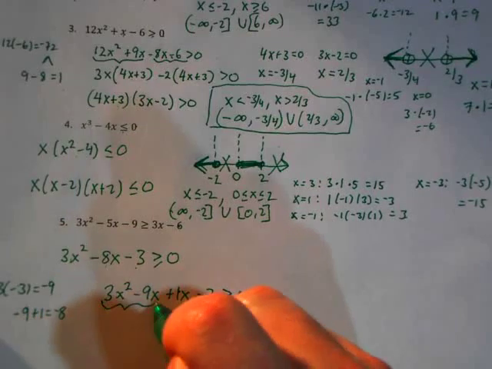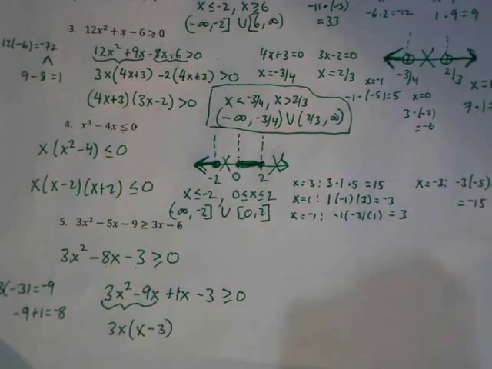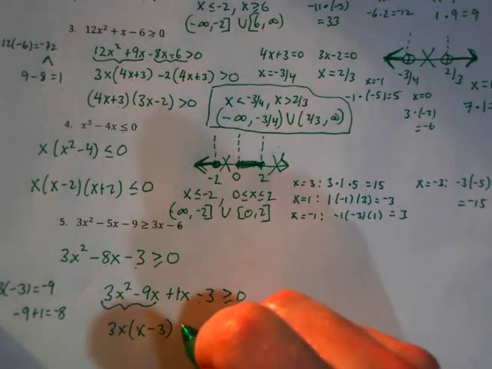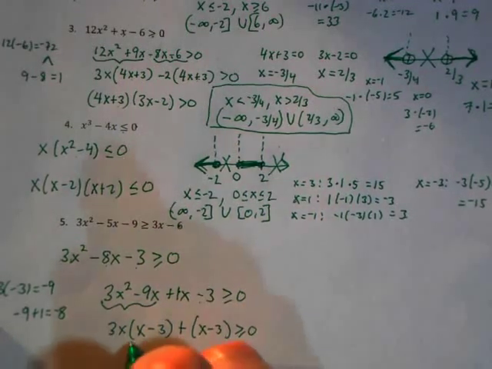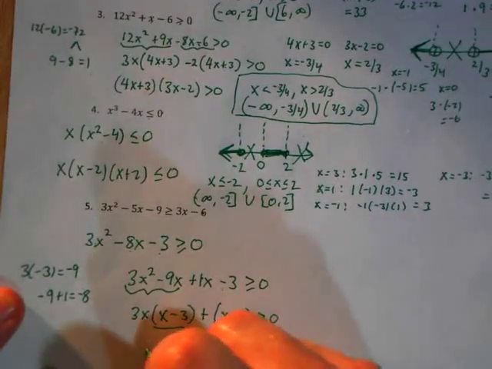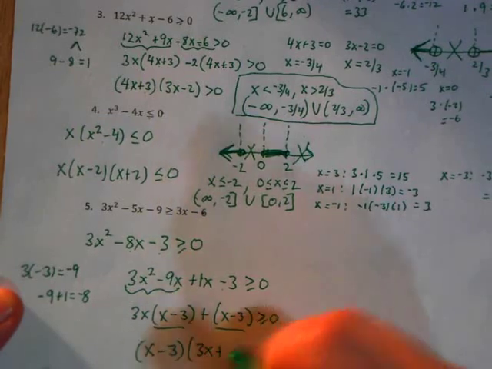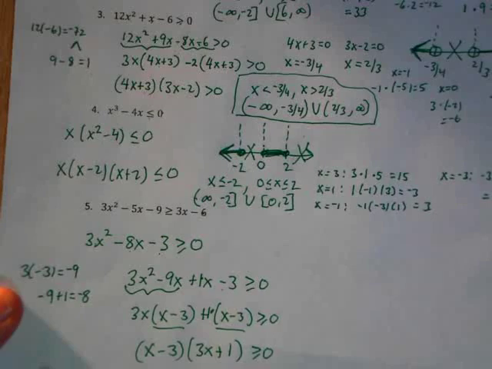First group, 3x comes out. X minus 3 left over. Second group, nothing comes out, but that's okay because the x minus 3 matches the x minus 3. So we factor out the x minus 3. Left over 3x plus, remember there's a 1 right there that we don't write, greater than or equal to 0.